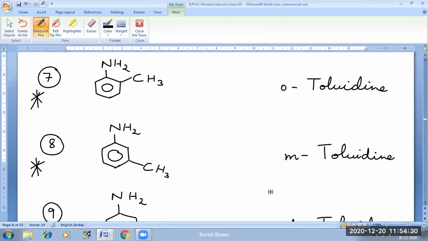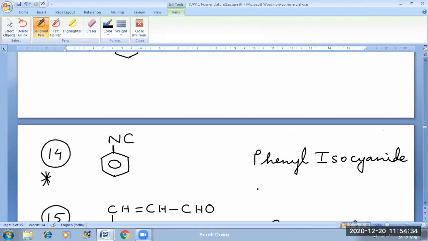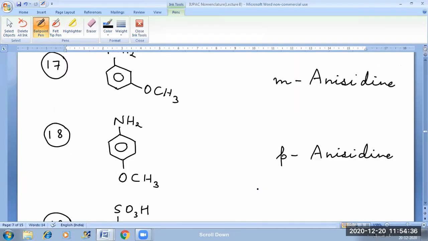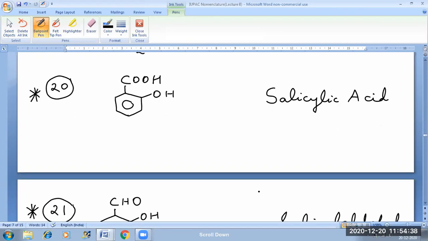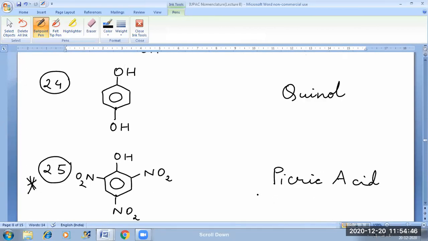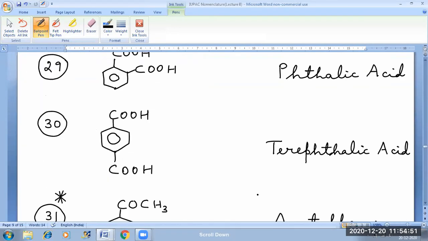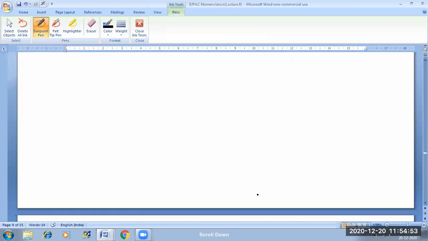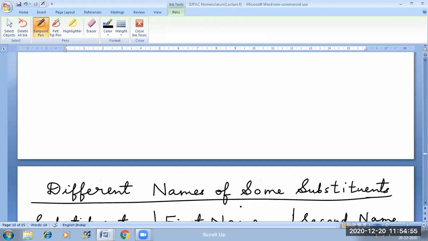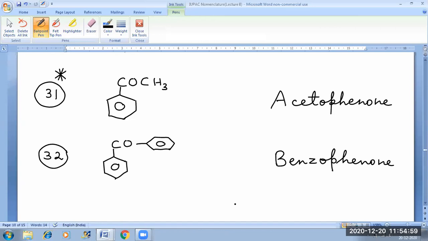So these are the common names. Learn the common names. Start learning them gradually. The ones which have been star marked are supposed to be learned first. Okay. So this is the list of common names. The list of common names is over here.